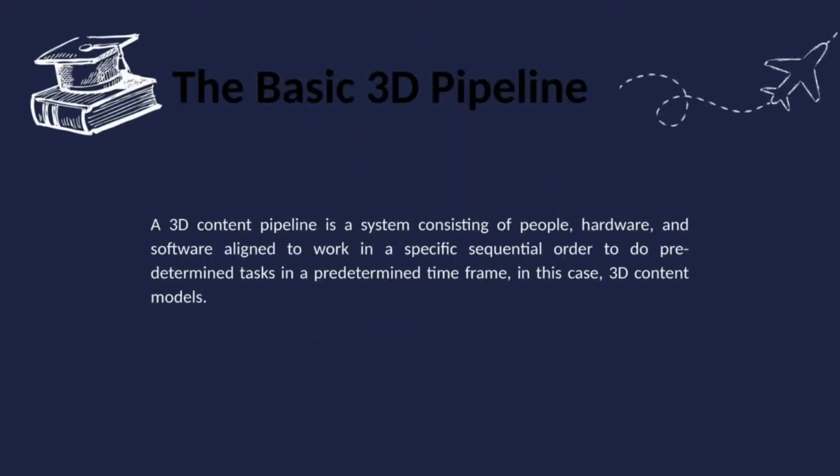The basic 3D modeling pipeline. What is the basic 3D pipeline? A 3D content pipeline is a system consisting of people, hardware, and software aligned in a specific sequential order to do a predetermined task in a predetermined time frame. So basically, consisting of people, hardware, and software.